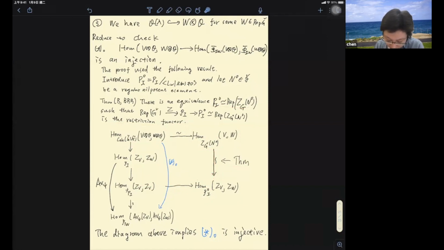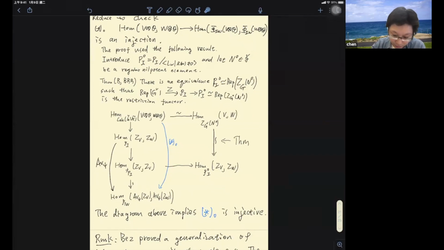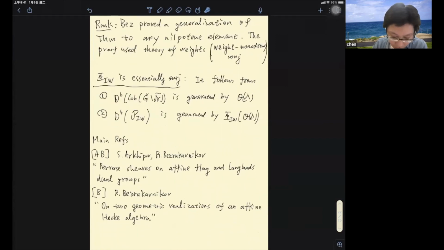So therefore, this diagram here, and together this theorem implies that actually this map is injective. So therefore, the composition is injective. And so we are done. So therefore, this is injective. The map here is injective, and the functor is fully faithful.